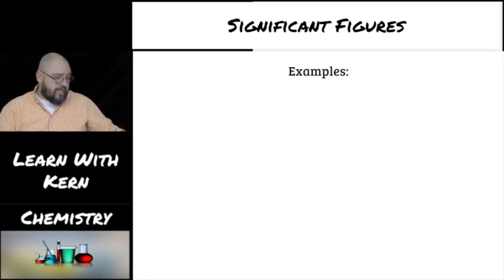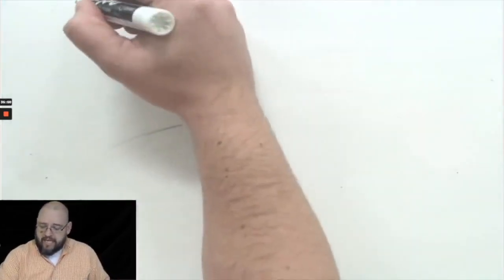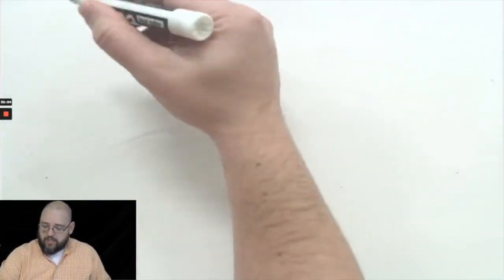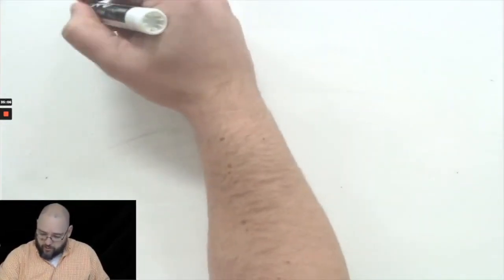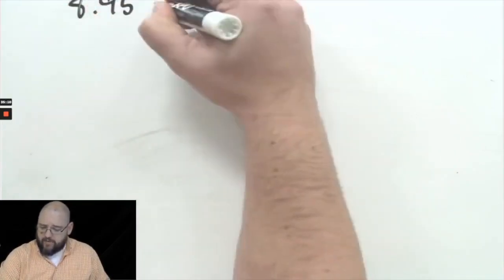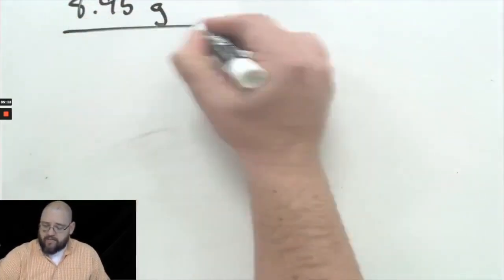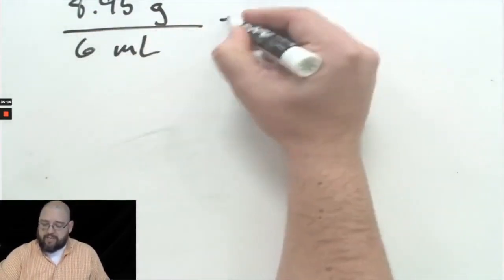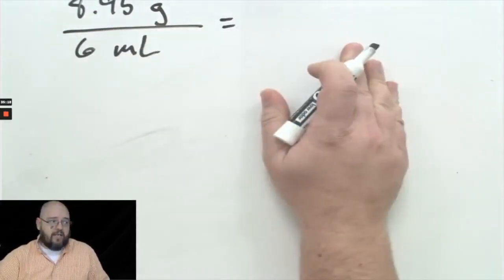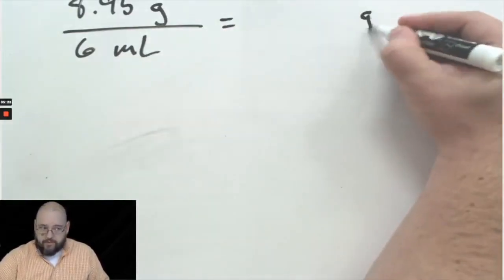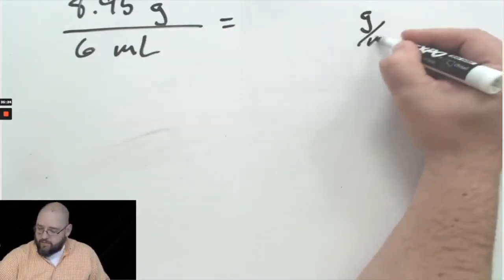All right, so let's look at some examples of that. So let's say I have the measurement and I want to do a density measurement. And so we're going to do 8.95 grams divided by 6 milliliters. And that's going to give me my density in grams per milliliter. So grams divided by milliliters. There's my density, it's going to be in grams per milliliter.